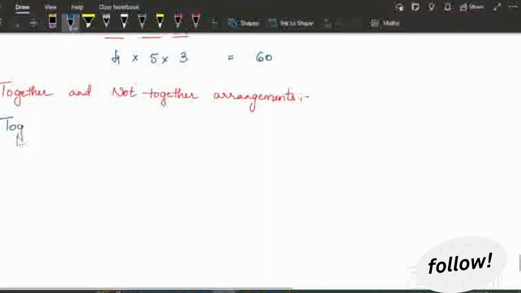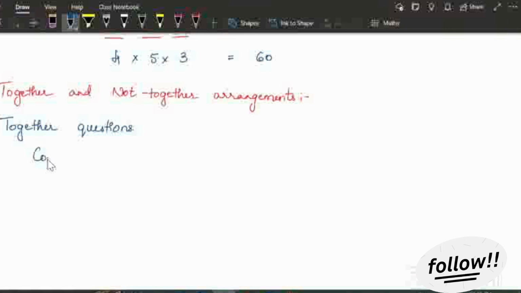So together questions. Whenever you have together questions, in both together and not together types of questions, don't write the value of n as the given number of digits; that is not your n value. For together questions, always, whichever objects are supposed to be together, all those objects are considered as one single unit or one object.